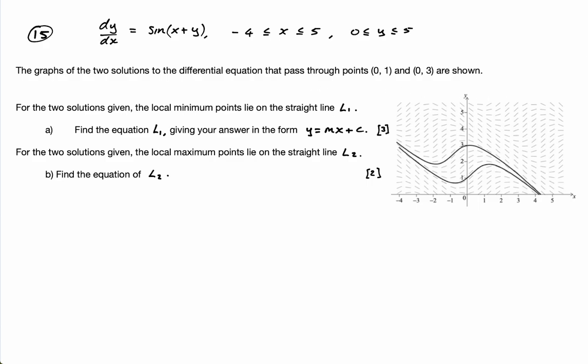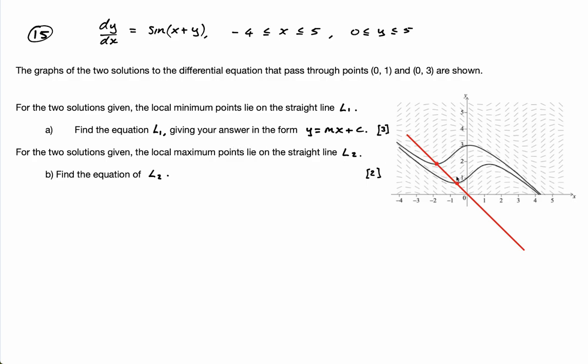L1, right? So firstly, this is kind of a strange, or unusual, question, but this is a minimum and this is the minimum, and he's saying these lie on a straight line. So the straight line that these lie on is this. That's the straight line. It goes through this and this. And he says find the equation of that line.